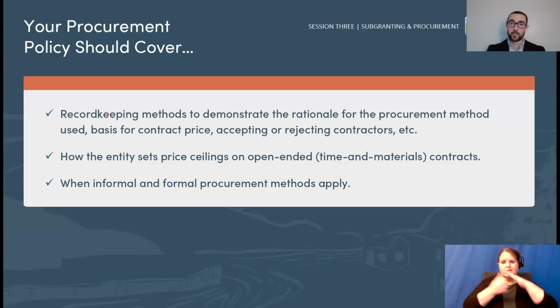Where do we have some comparable projects that we've worked on? What's the rationale that we have in place for accepting or rejecting contractors, right? That's something we're going to touch on later, but why do we accept the contractors that we do and why do we reject them? And then also how you set price ceilings on open-ended contracts, which are also known as time and materials contracts. And then especially when informal and formal procurement methods apply, right? So what those thresholds are, and we're going to go over those, I think, right about now.